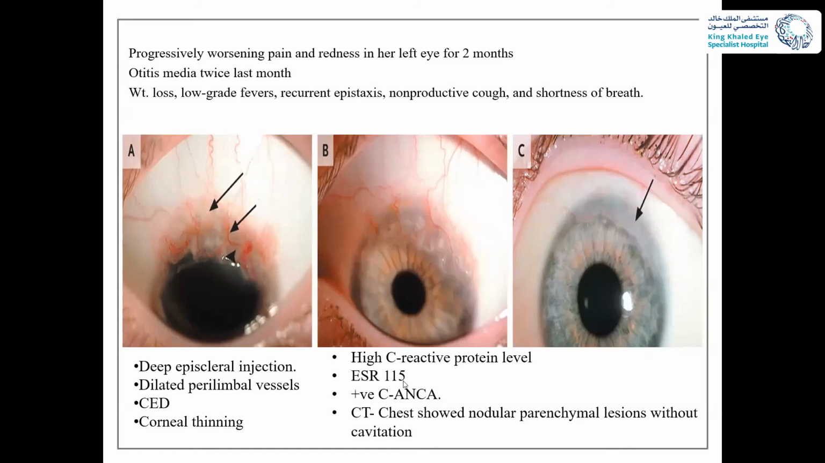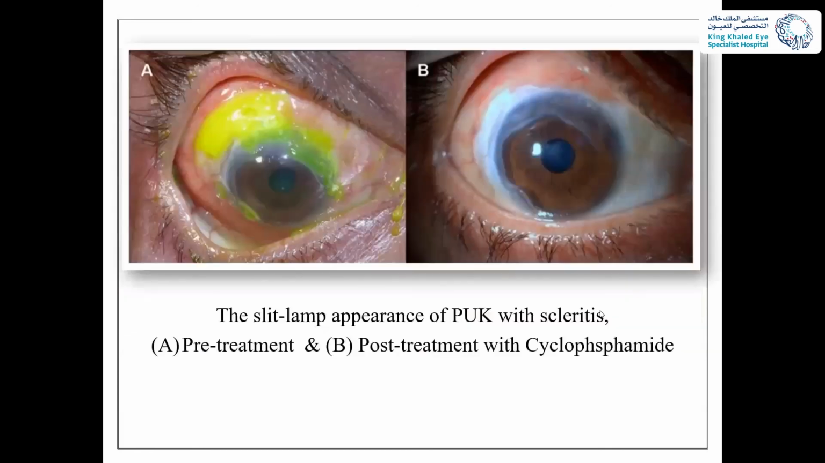She was found on lab to have a high level of C-reactive protein. ESR was extremely sky high. She came positive with C-ANCA, and her CT of the chest showed a nodular parenchymal lesion without cavitation. She was diagnosed with Wegener granulomatosis and was started on appropriate treatment, systemic steroid in association with cyclophosphamide, and she had a very good recovery of the ocular condition. Now, this is a slit-lamp appearance of a PUK with a scleritis, pre-treatment and post-treatment with cyclophosphamide in a patient with Wegener granulomatosis.